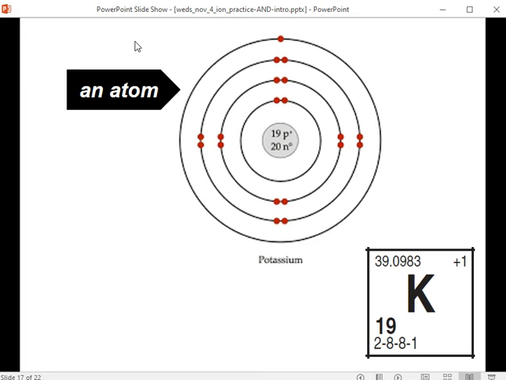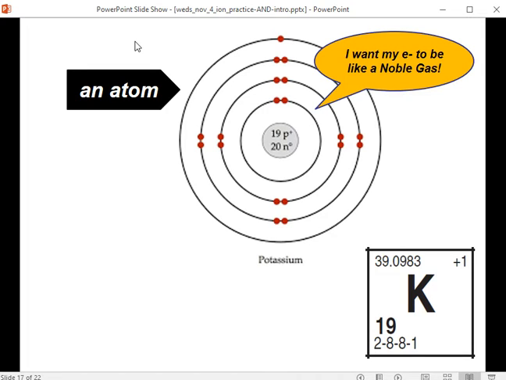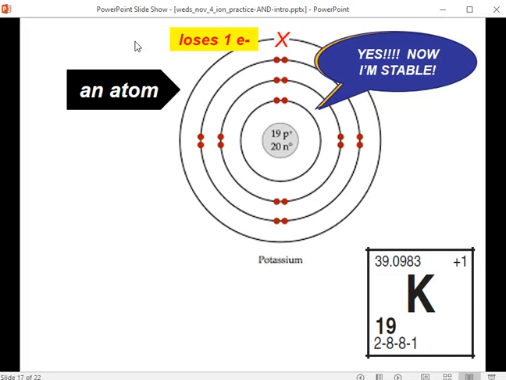Let's try this one. Here I have an atom of potassium. 2-8-8-1 is its electron configuration. What's it going to do to become more stable? It wants to have its electrons be like a noble gas. It doesn't want to turn into a noble gas, but it wants its electrons to become like a noble gas. So it's going to kick out 1 electron. Now it's much more stable.